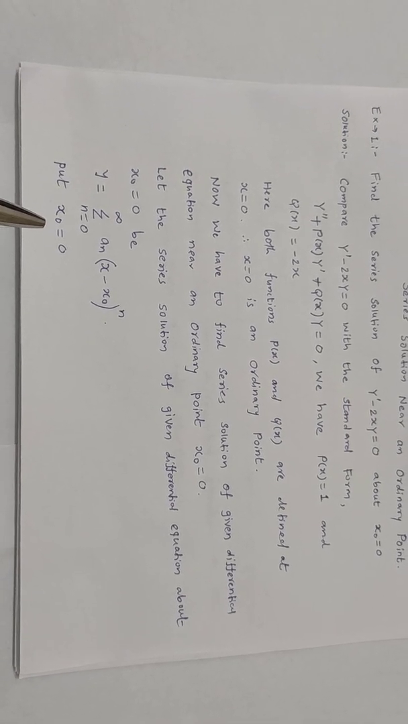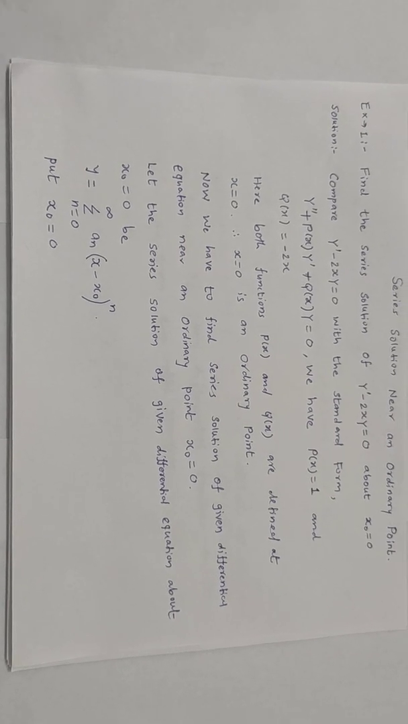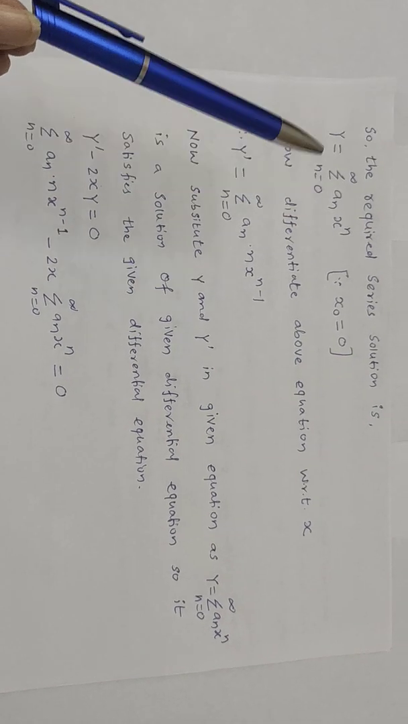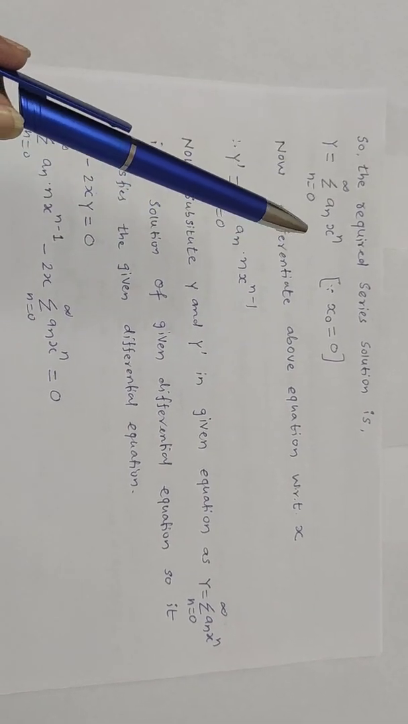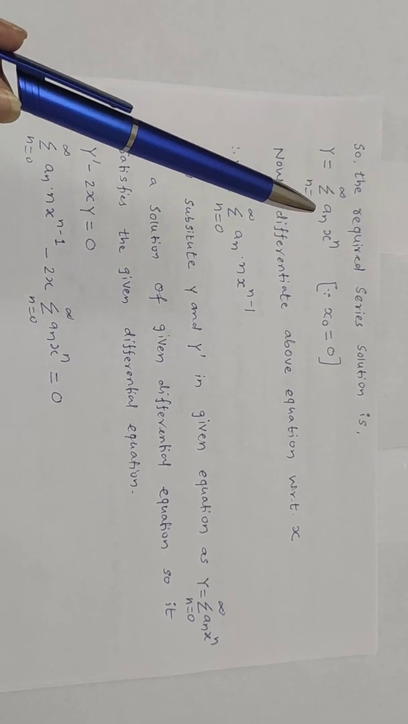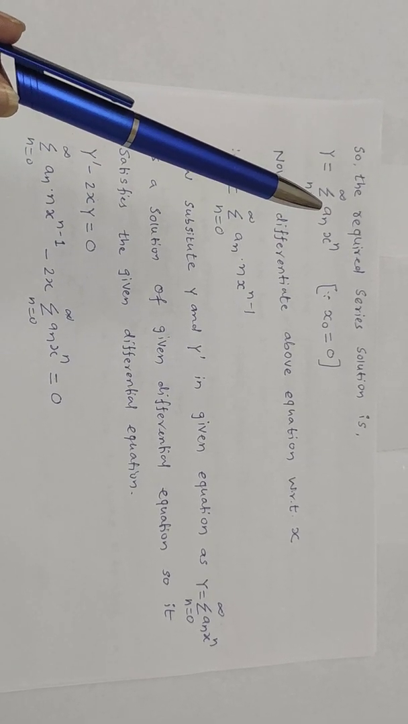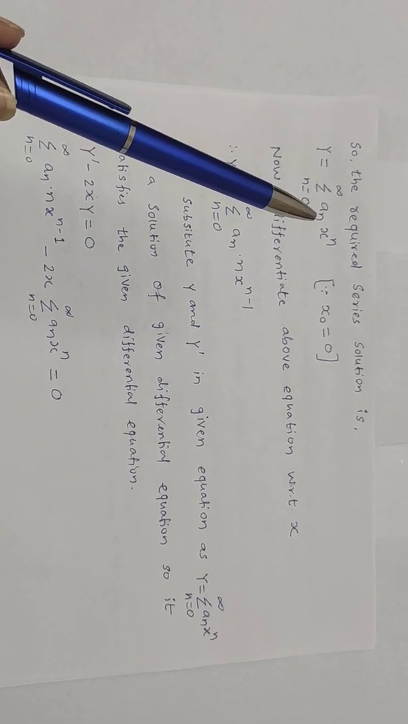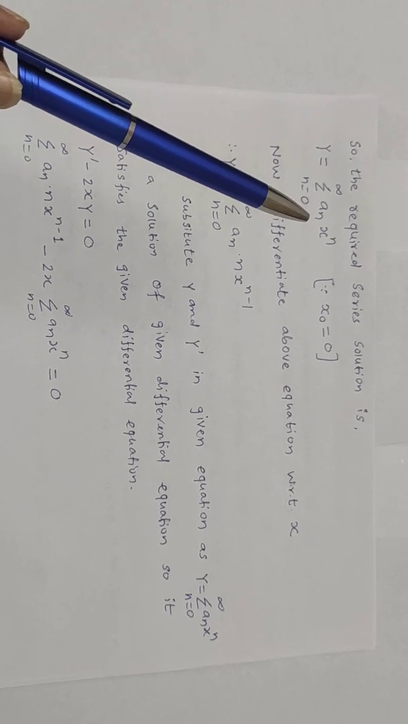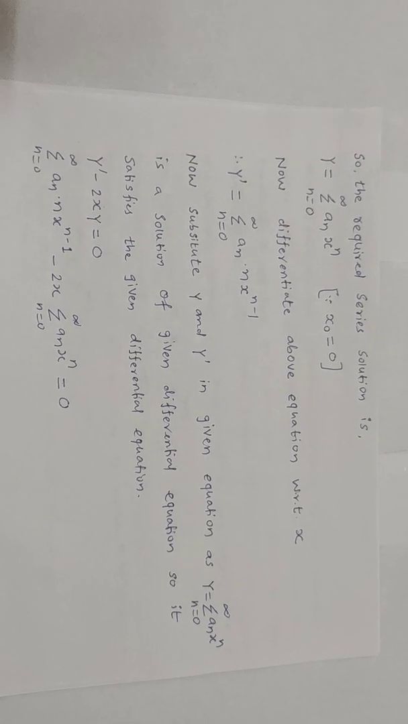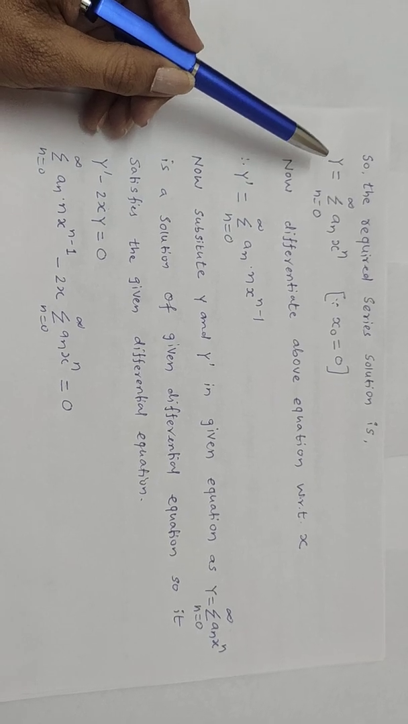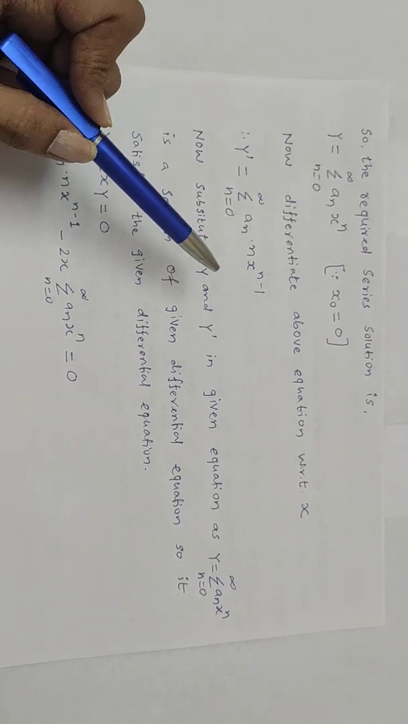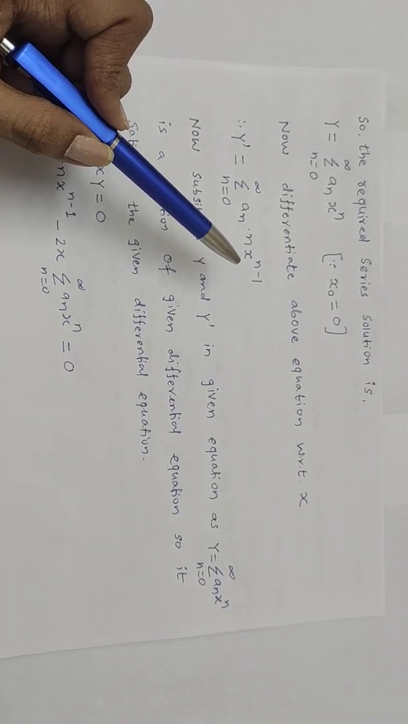Now, if you will put down the value of x0 equals to 0 in this equation, it will become y equals to summation from n equals to 0 to infinite a n x raised to n. Now, this is the required series solution, so it will satisfy the given differential equation. So in the given differential equation, we have term of y'. It means we have to differentiate this equation with respect to x. So derivative of y with respect to x, it will become y', and derivative of x raised to n, it will become n x raised to n minus 1.